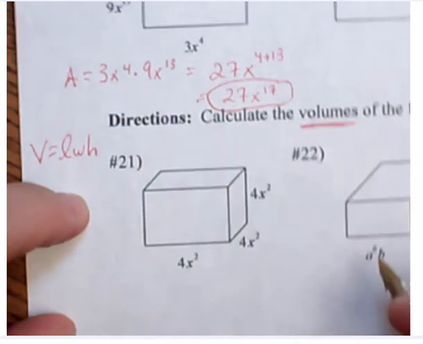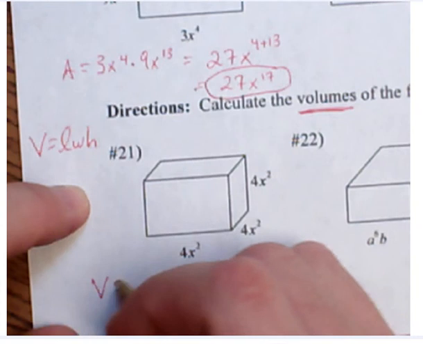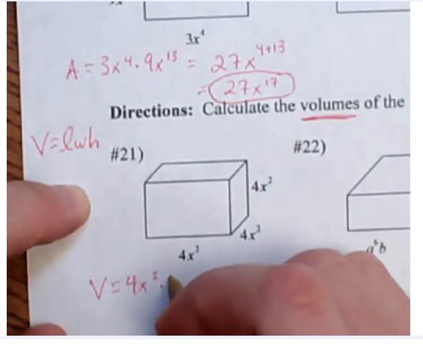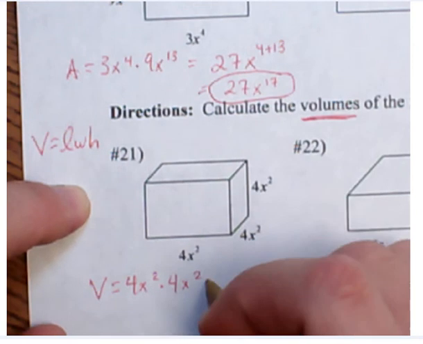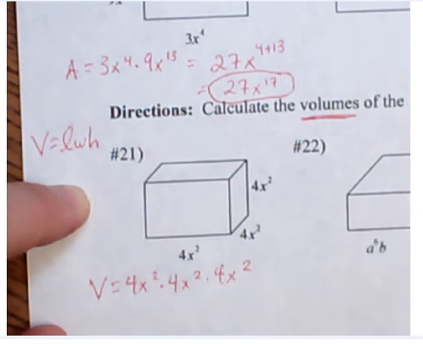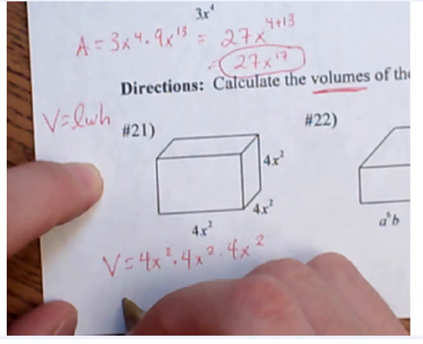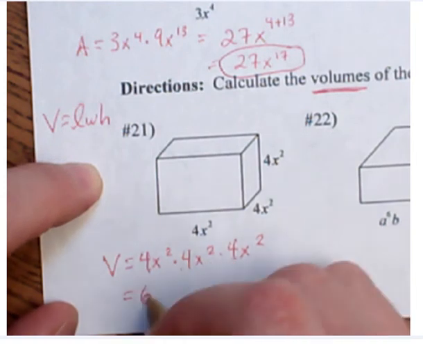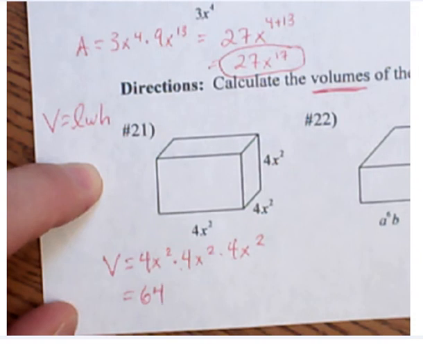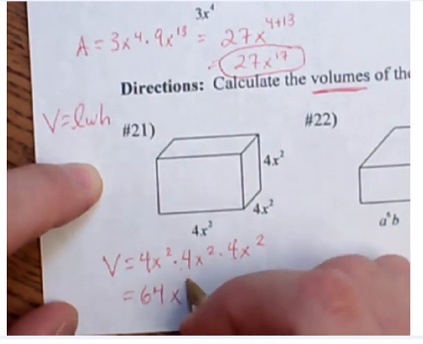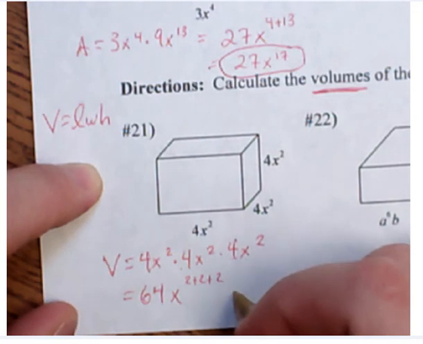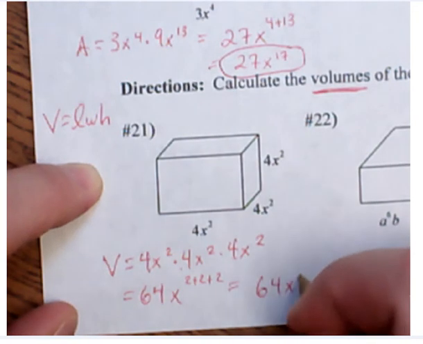So in number 21, volume is, that's 4x squared, length times width is 4x squared, and the height is also 4x squared. So what do we do? We multiply the coefficients. 4 times 4 times 4 is 64. When you multiply the variables, you keep the base. You add the exponents. 2 plus 2 plus 2. We get 64x to the 6th.